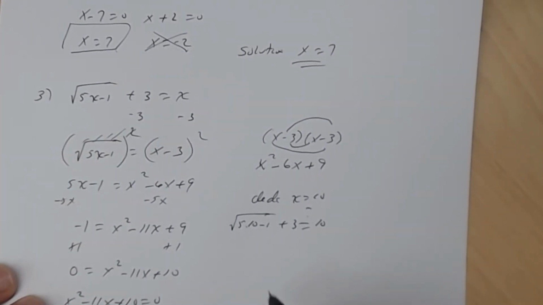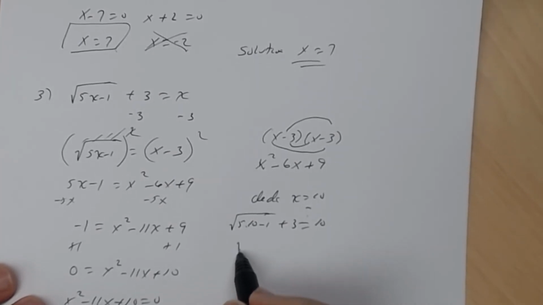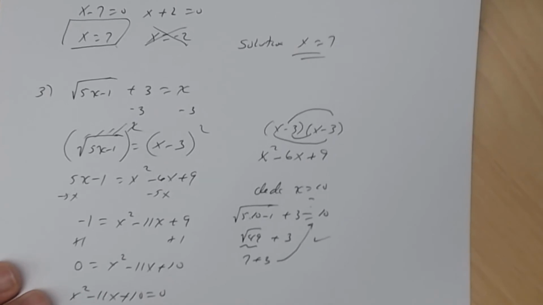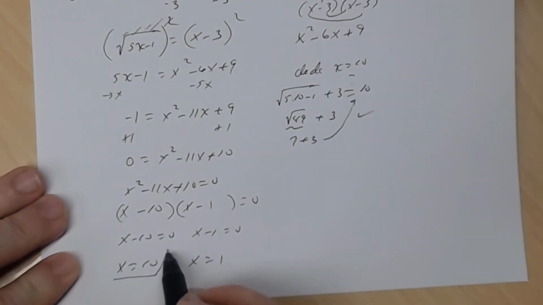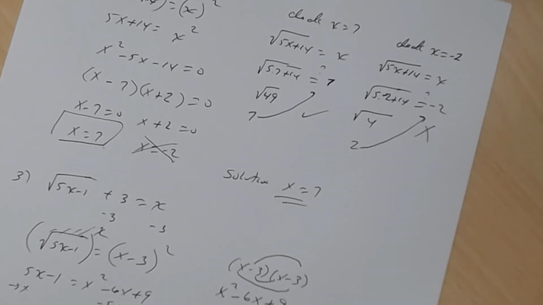So I want to see if that's going to equal. Well, 5 times 10 is 50. 50 minus 1 is 49. So we have the square root of 49 plus 3. Square root of 49 is 7. 7 plus 3 is indeed equal to 10. So x equal 10 is a solution. All right, let's check the next one.